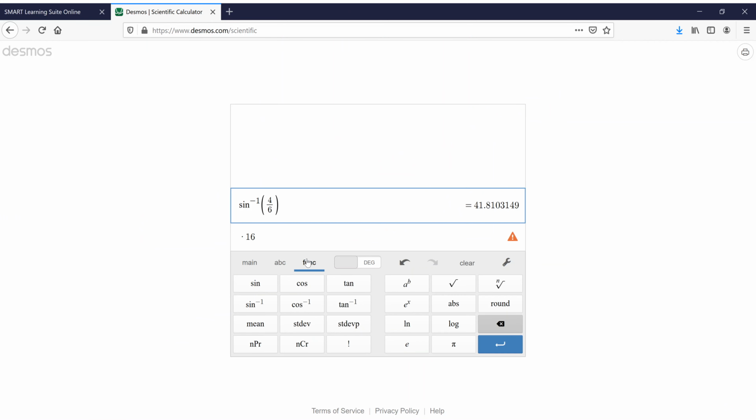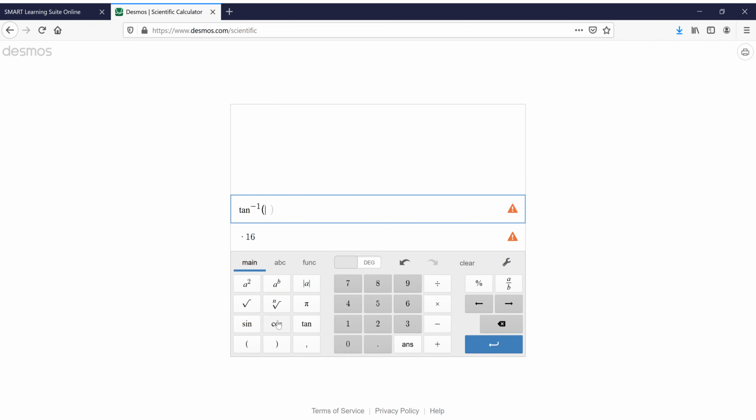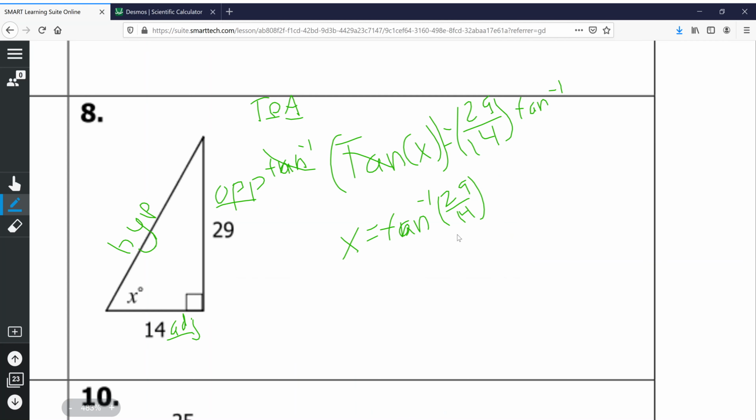So I'm going to go over to function. I'm going to clear this. I'm going to say the inverse tangent of 29 divided by 14. And that equals 64.23. And again, does that make sense for that angle?